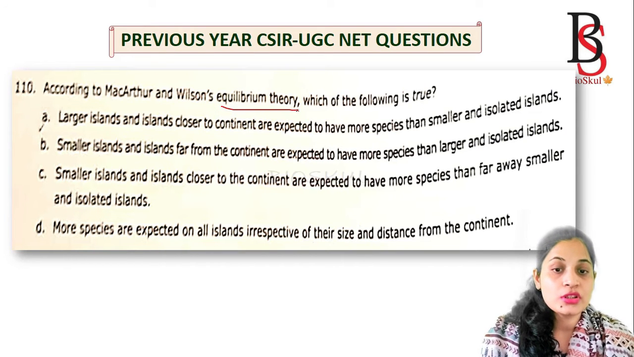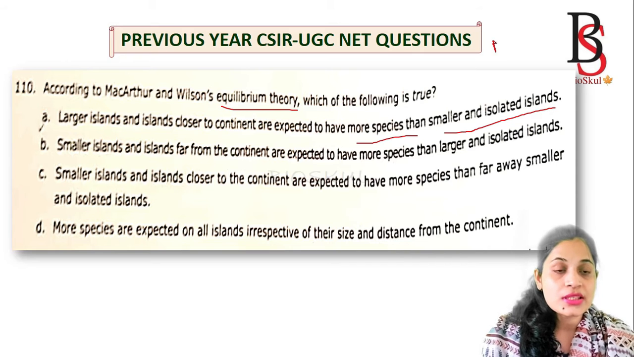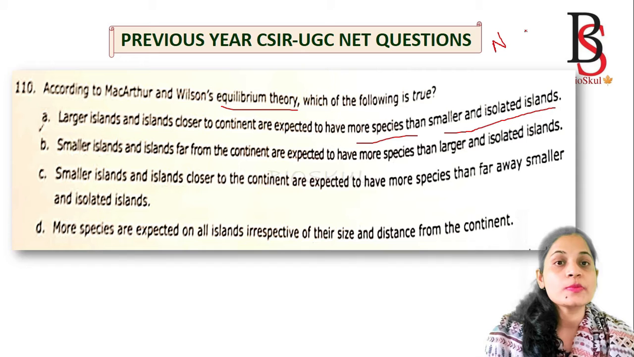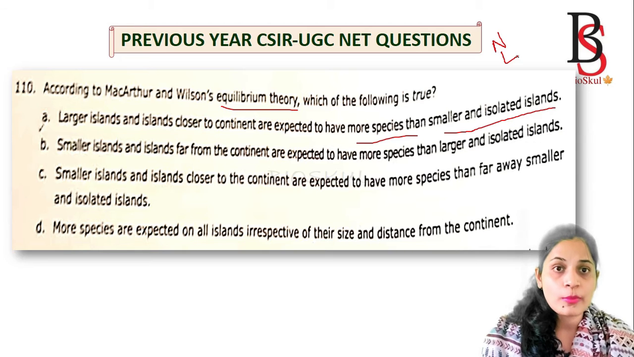According to MacArthur and Wilson's equilibrium theory, which one of the following is true? Larger islands and islands closer to the continent are expected to have more species than smaller and isolated islands. Yes, it is true, as I told you before. If the island is near to the mainland, then more species will immigrate and the number of species will be more. If the island is large, then it will also have more species. It also makes sense, right?